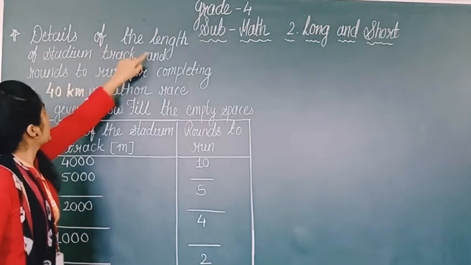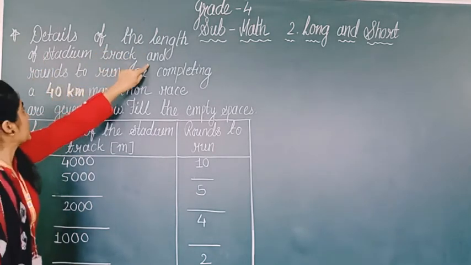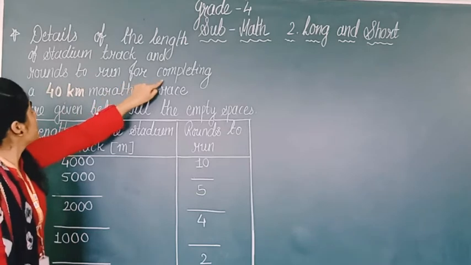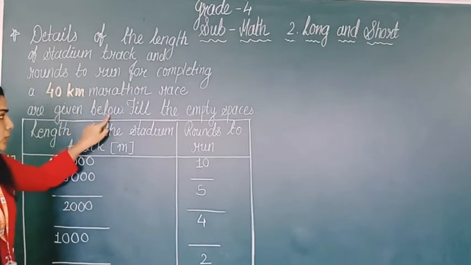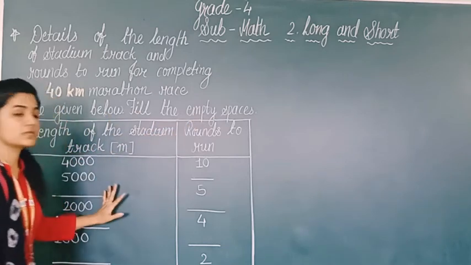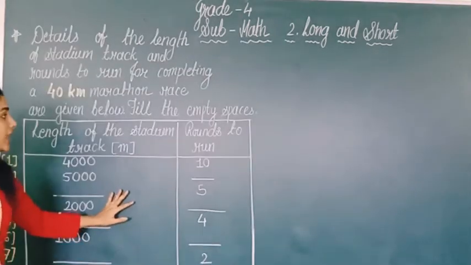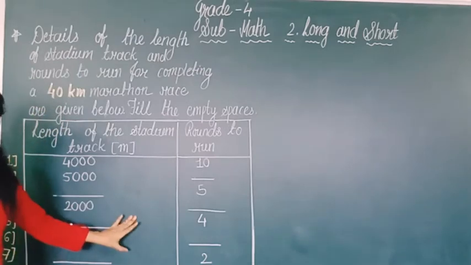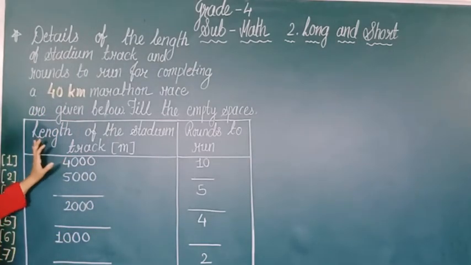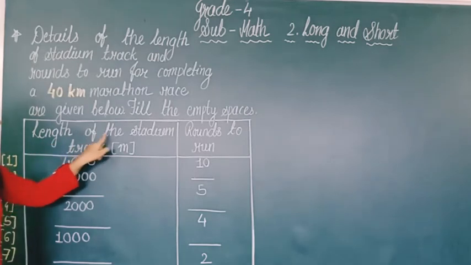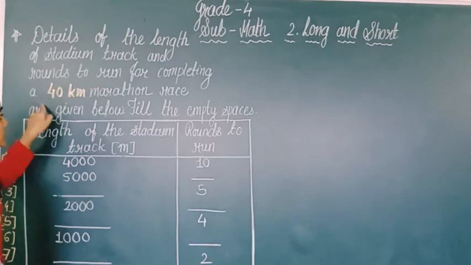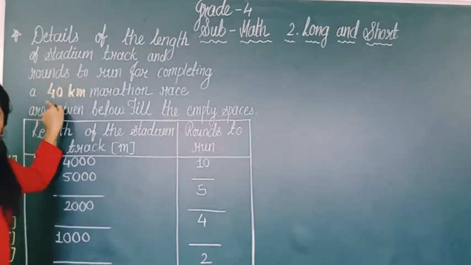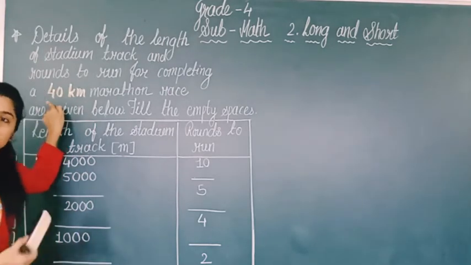Details of the length of the stadium track and rounds to run for completing a 40-kilometer marathon race are given below. Fill in the empty spaces in this given table. Now you can see this table. Observe this table. In the first column, the information is about the length of the stadium track, which is in meters, but in our question this distance is given in kilometers. So first we need to convert this kilometer into meter, right?